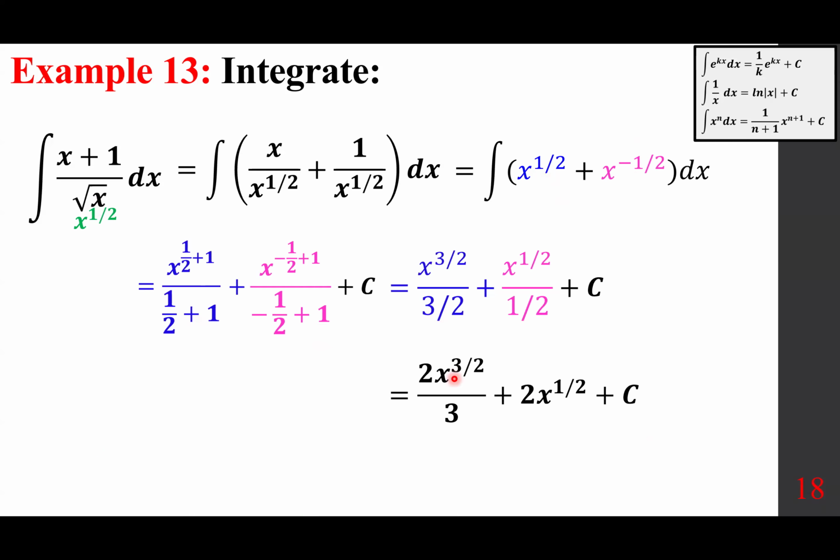You could rewrite this as square root of x, and this one x times square root of x. So 2/3 x square root of x plus 2 square root of x plus a constant. We are done.